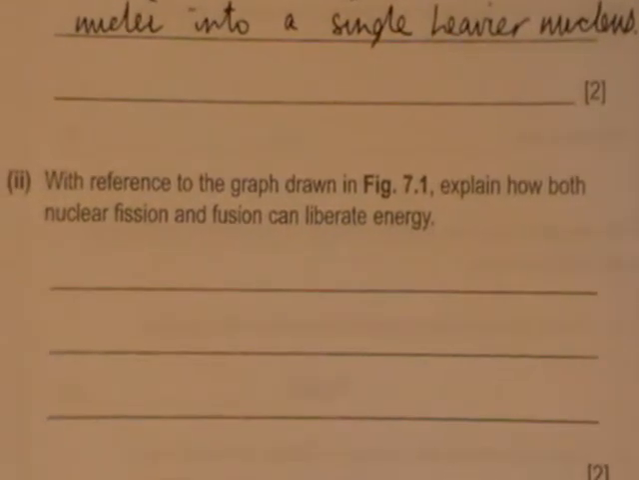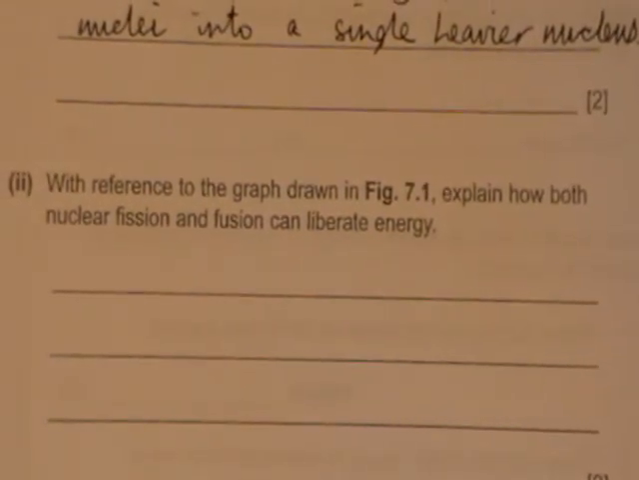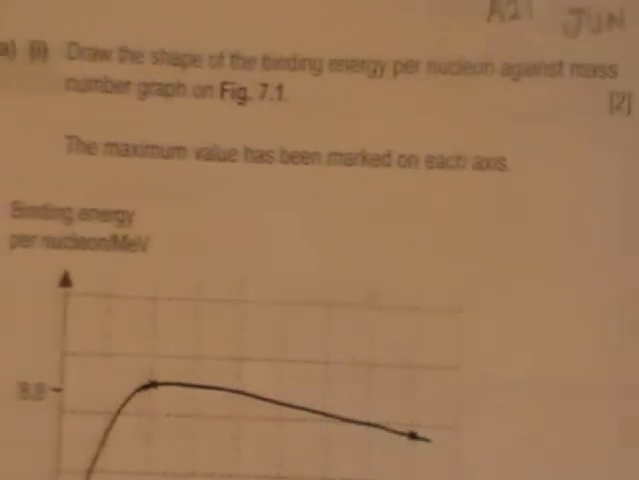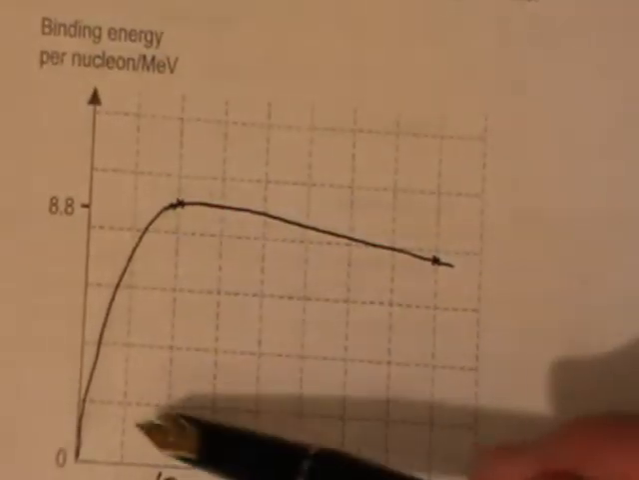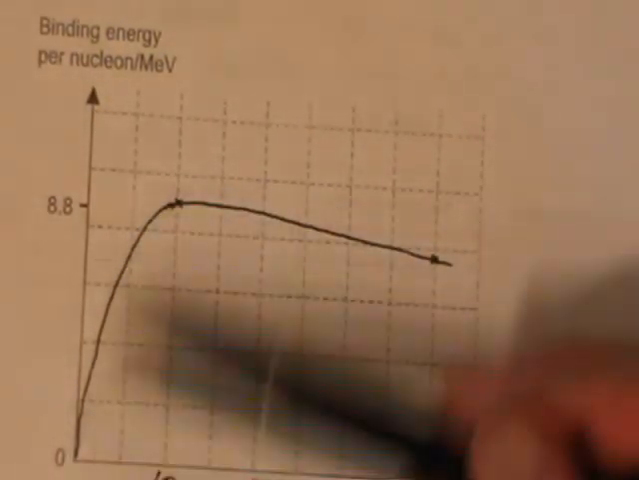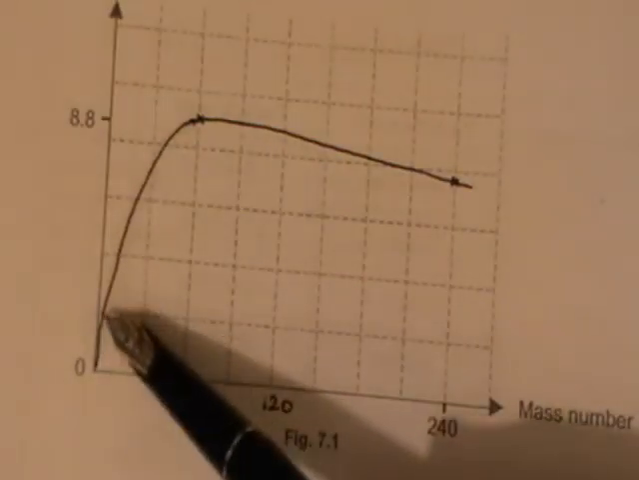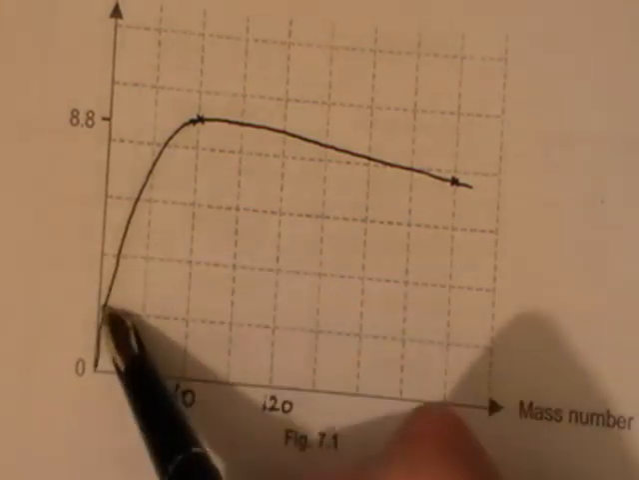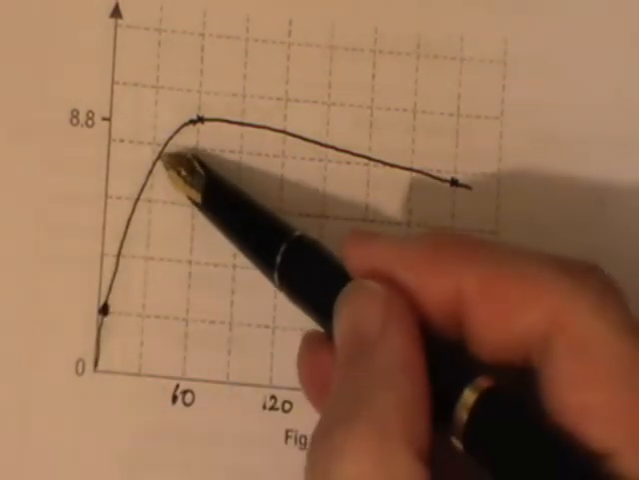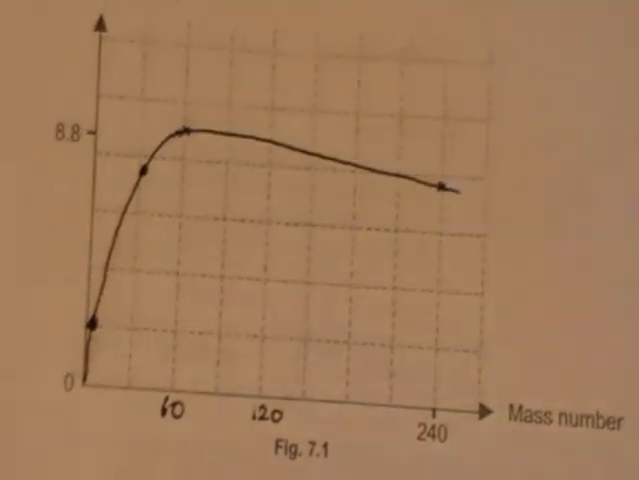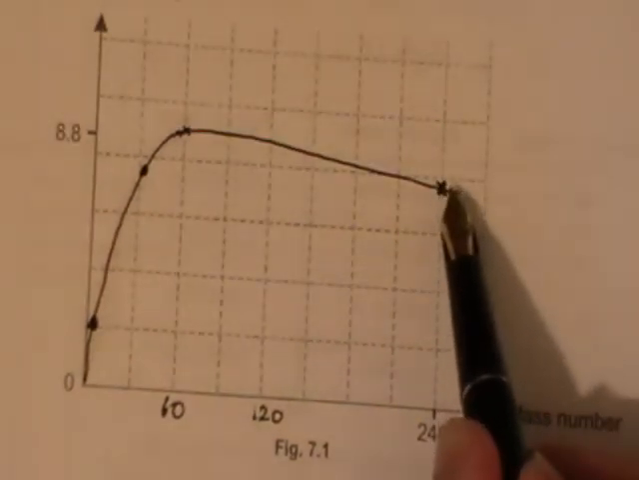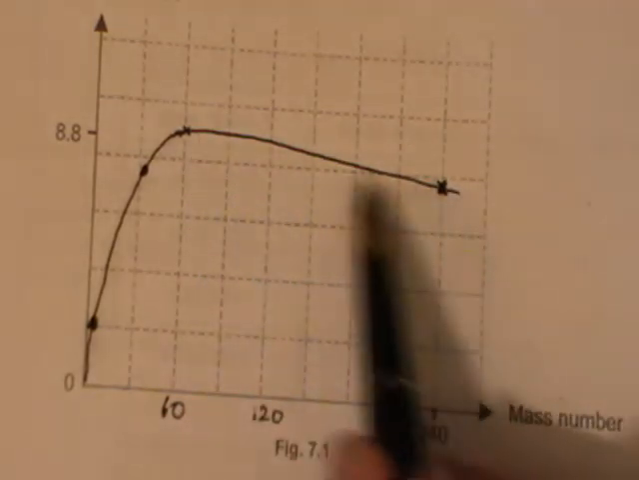Then, with reference to the graph drawn, explain how both nuclear fission and fusion can liberate energy. Well, energy is released when the binding energy per nucleon increases. So whenever the binding energy per nucleon increases, energy is released. Whenever you fuse together something which is down here to become something here, you've increased its binding energy per nucleon. The same, something which undergoes fission from here to here increases its binding energy per nucleon.